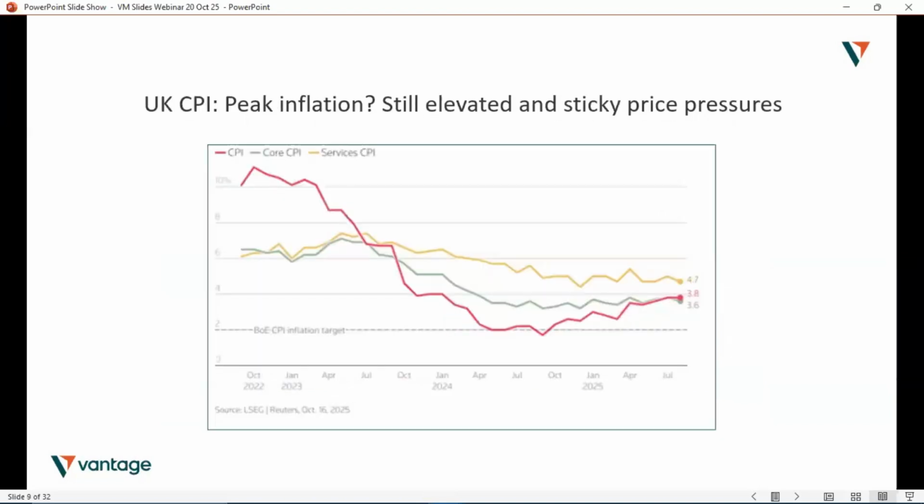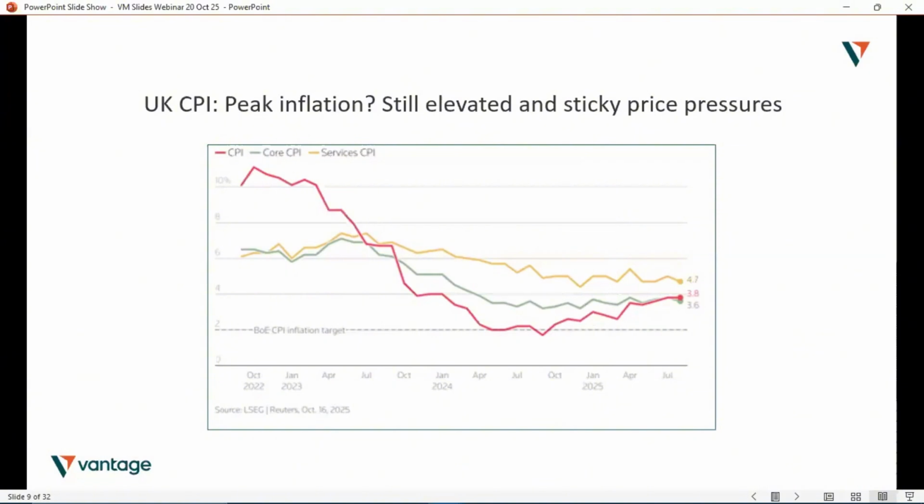Just moving on then to the CPI data. If we just look at UK CPI data first up, just a chart with the headline, the red, then the grey is the core CPI, and then services is the yellowy orange line. Expectations are for the headline to increase to 4% now from 3.8. That would match actually the MPC forecast, but would signify its highest reading since January 2024.